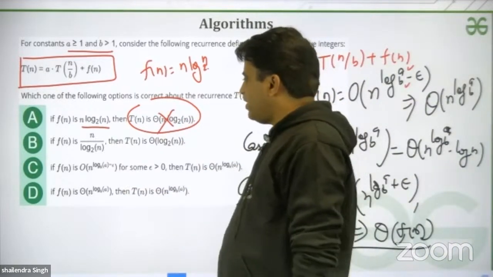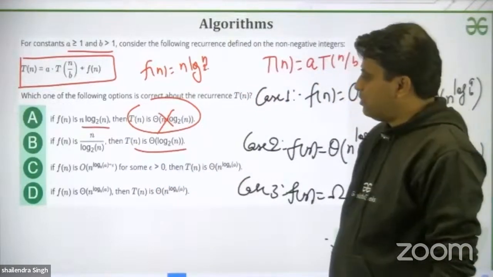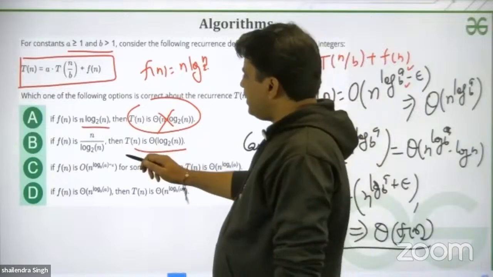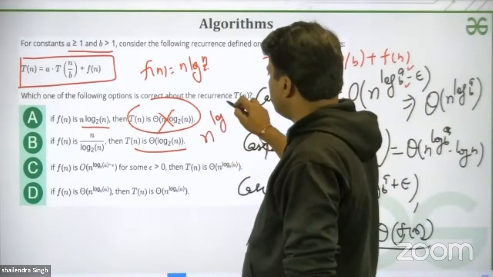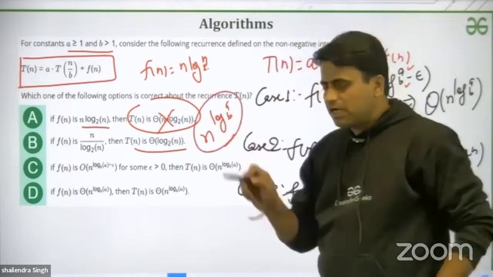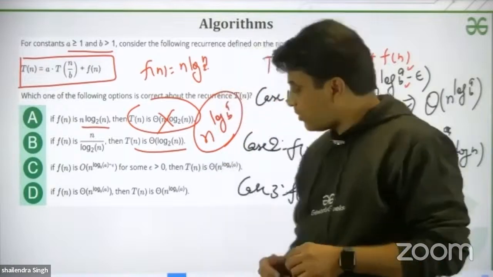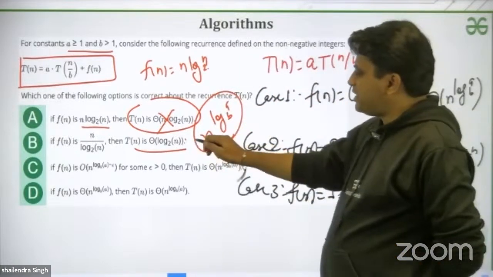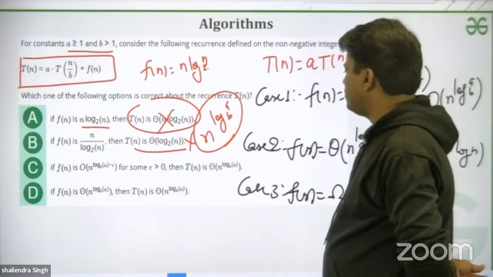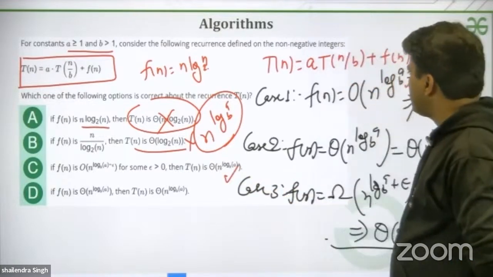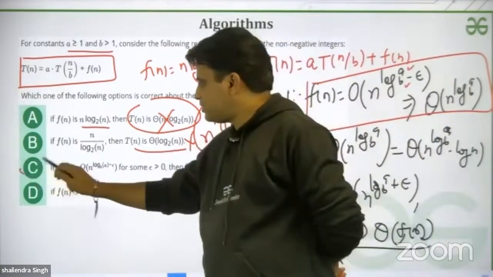Now come to the B part: f(n) equals n upon log n base 2, then T(n) equals this one. Again, first you calculate the factor n to the power log of a base b. To judge this you need a and b constants. So a and b constants are missing, that's why this is wrong. And C part: f(n) equals this one for some constant, then T(n) equals this, directly the formula. C is the correct answer. This is part one, so the right answer is this.